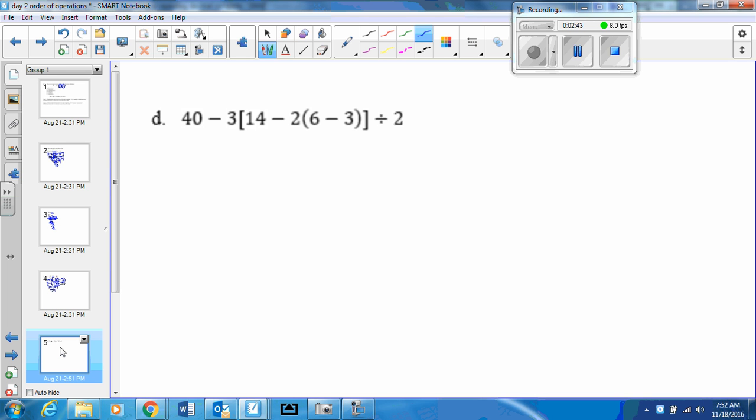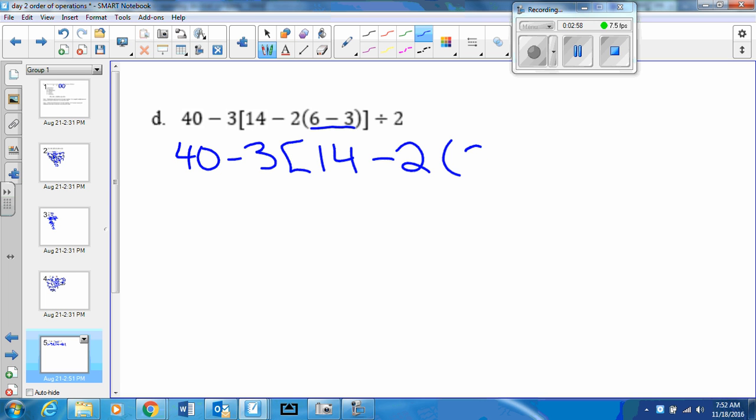Looking at our next example, we have brackets now. So remember, that means super parentheses. So in the bracket, I start with the parentheses, 6 minus 3. Rewrite everything else the way it looks. So 6 minus 3 becomes 3.